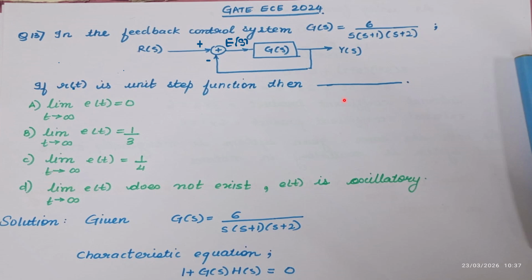So with this we have solved one control system question of GATE ECE paper 2024. This is question 13 of the paper. If you want to refer to the question paper, you can see it is question 13 of the paper.